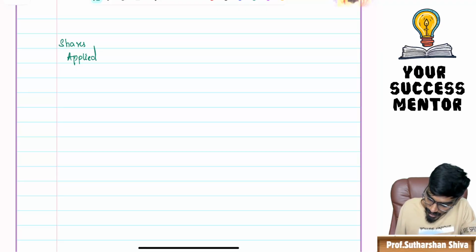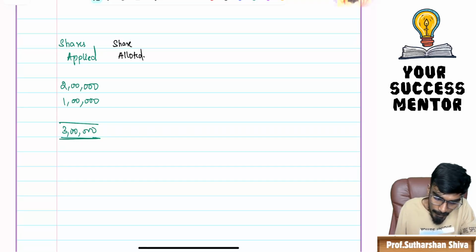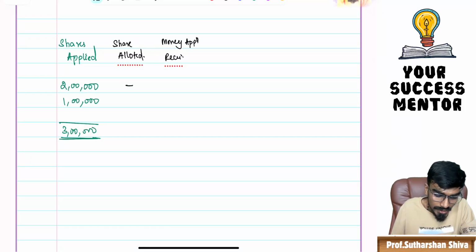3 lakh. In the form, we divided it into 2 lakh and 1 lakh. 2 lakh is rejected, and only 1 lakh is taken. So it is going to be 3 lakh in total. Correct? Yes, sir. In that, how much is the application money? On that, what is the share allotted and what is the application money received? Application money received; shares allotted is completely rejected.